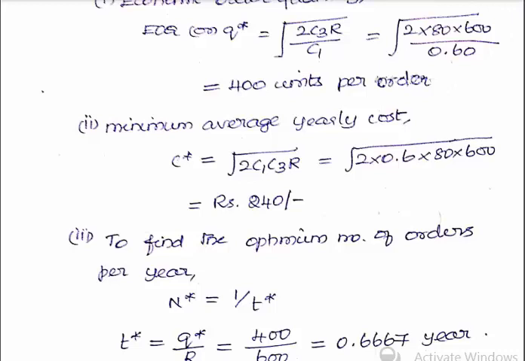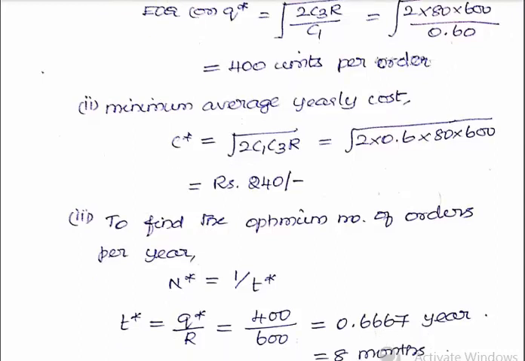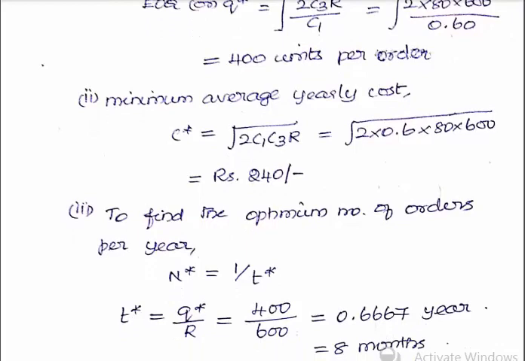Then to find the optimum number of orders per year, that is N star, we can use the formula 1 by T star. T star is the optimal duration between two consecutive orders. That is the interval at which we have to place the order for it to be optimum. The formula is Q star by R. Q star value has been identified in the previous steps. So 400 divided by 600, that is 0.6667 year. Multiplying this by 12, we get the value in terms of months, 8 months.